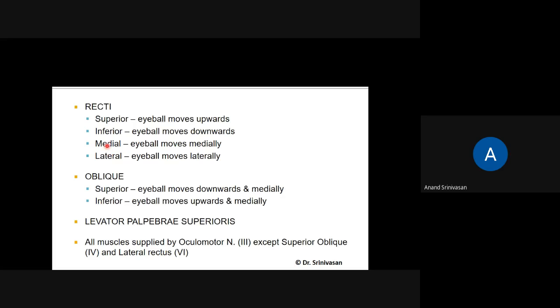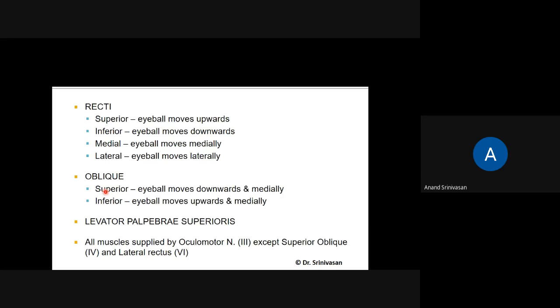I'm so sorry. Superior rectus helps in moving the eyeball upwards. Inferior rectus helps in moving the eyeball downwards. Medial rectus helps in moving the eyeball medially, and lateral rectus helps in moving the eyeball laterally. So these are the four rectus muscles: superior upwards, inferior downwards, medial medially, lateral laterally.